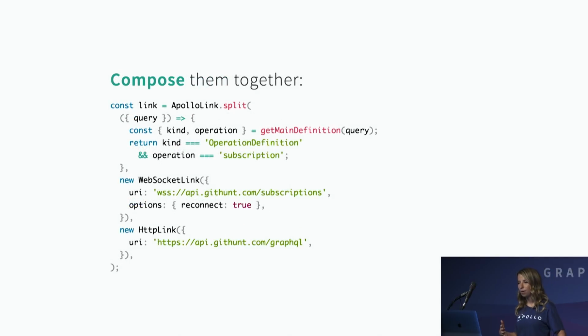Now let's look at a more complex example. Here we're using Apollo link.split, which takes a function and then branches the control flow depending on the result. Here's a pretty common use case. We're looking to see if our GraphQL operation is a subscription. If it is, we're using the WebSocket link to send the request over sockets. And if it's a query or mutation, we're sending the request over HTTP using our basic HTTP link.